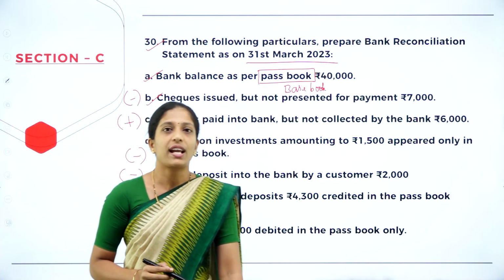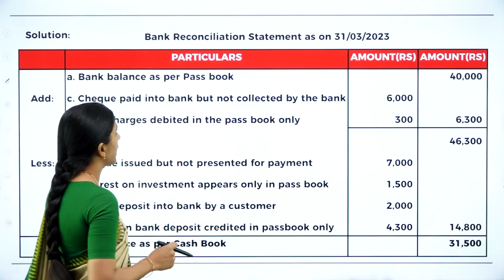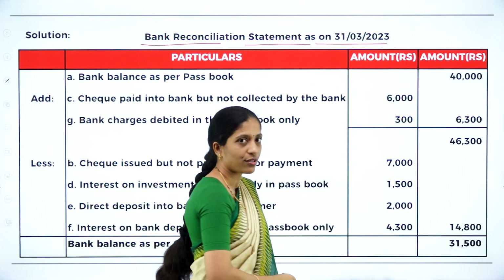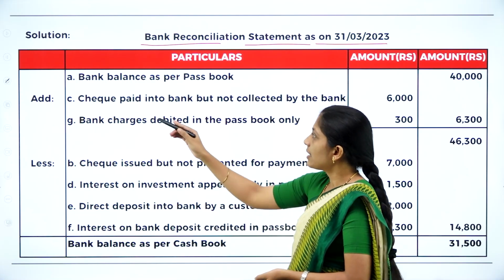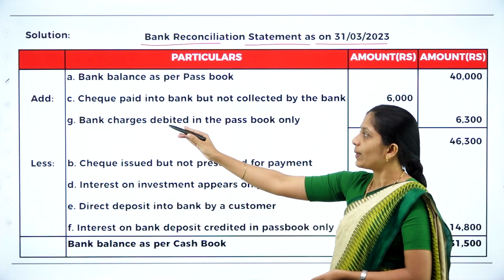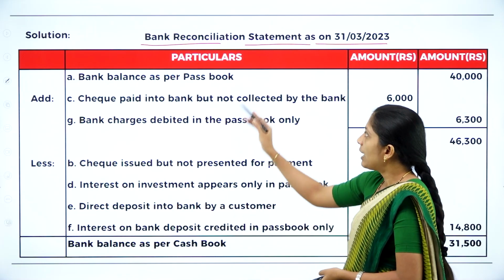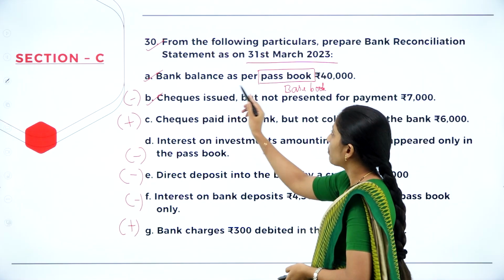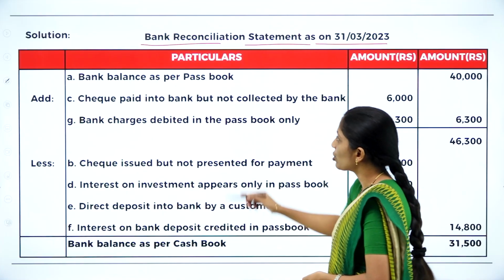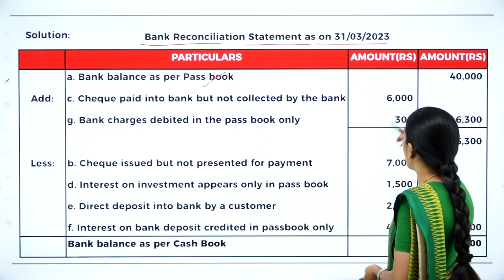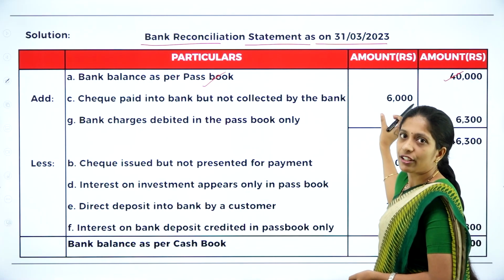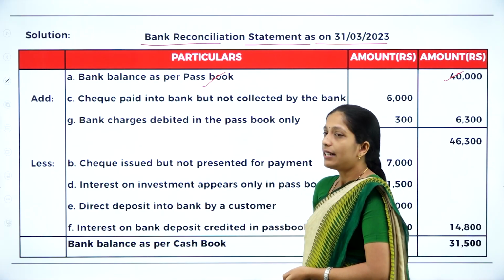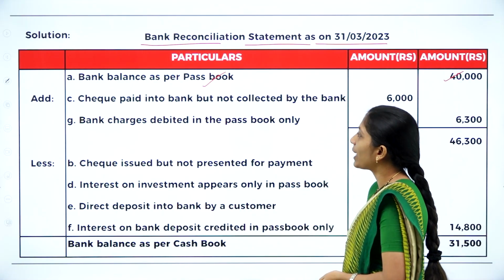Now see here how we have to record in your bank reconciliation statement. So I'll write the heading bank reconciliation statement as on 31st/3/2023 and the format is, so you will have a blank column where you will write add as well as less and particulars and amount column. Now write the first transaction, bank balance as per passbook 40,000. So as it is you will write bank balance as per passbook 40,000 but in the second column. Okay, so not in the inner column, you will write in the outer column.